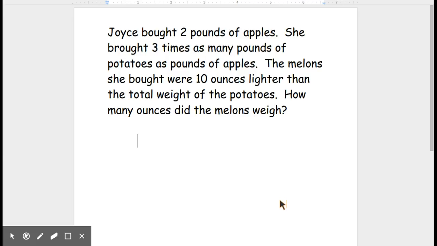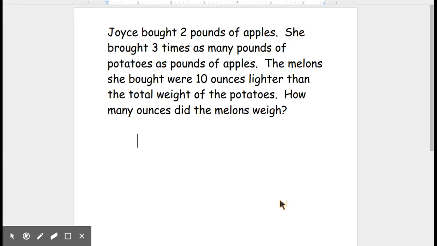Here's our next word problem. Joyce bought 2 pounds of apples. She bought 3 times as many pounds of potatoes as apples. The melons she bought were 10 ounces lighter than the total weight of the potatoes. How many ounces did the melons weigh?